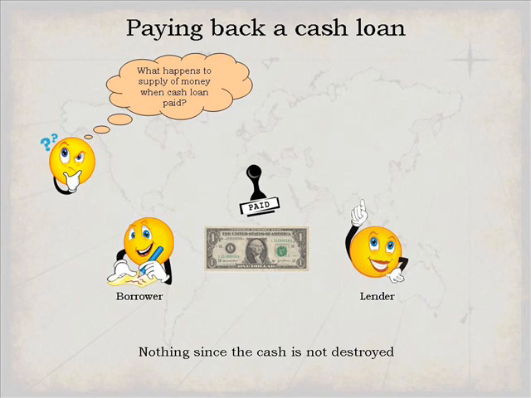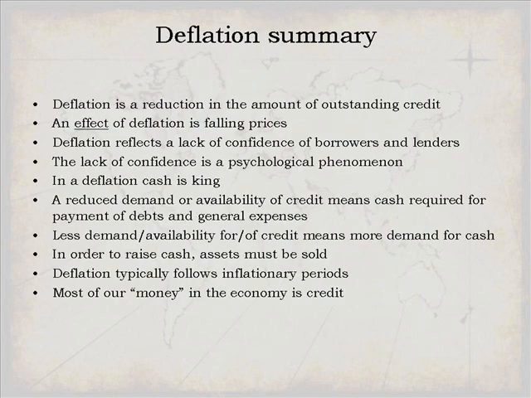In the example that we had earlier with the bank, when the loan is paid back, we literally wipe off that amount of loan from the bank's ledger, which means that the overall supply of money in the economy, or in this case credit, is reduced. In the cash example, that does not occur.